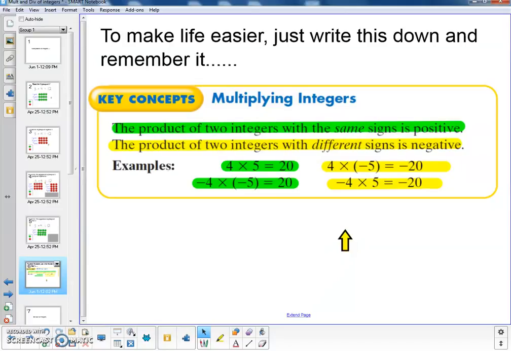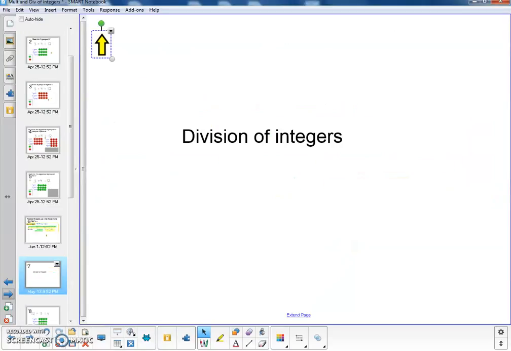Okay, hopefully you've got all of that written down. If you just remember those simple rules, you will be just fine. If you didn't quite understand all those chips examples, at the end of the day, you'll probably be okay as long as you remember this stuff right here. Let's move on and talk about division of integers.